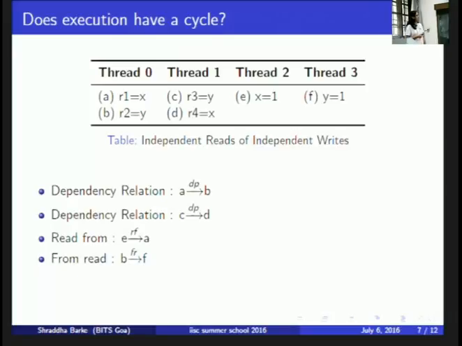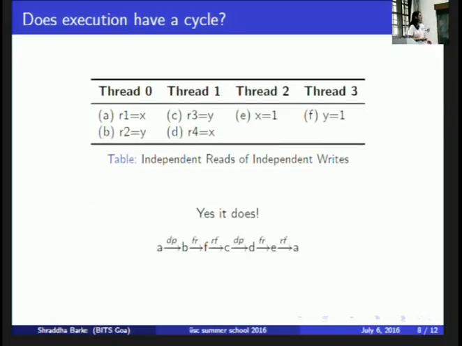Similarly, if R3 is 1, it has to read data from F, and R4 is reading data from the initial state. So the goal here is to find out whether this execution has a cycle or not, and that is there for any execution, because if that execution has a cycle, then it's an invalid execution. So if we rearrange the terms, we come to know that this is one of the possible executions, and there is a cycle. Now, whether this cycle will actually occur depends on the memory model.